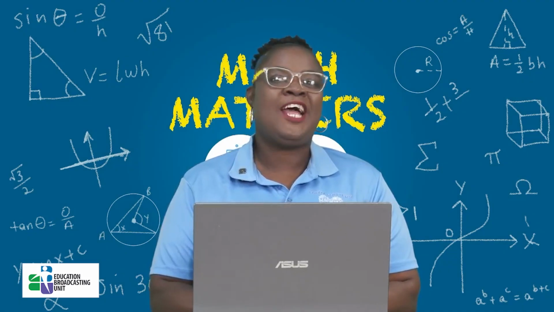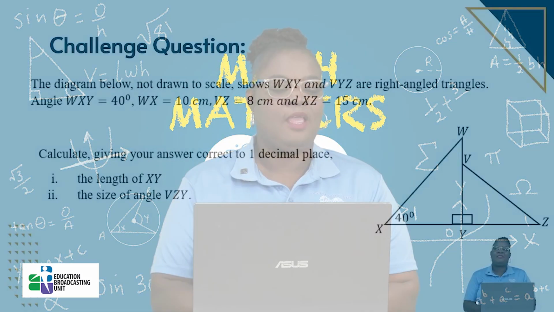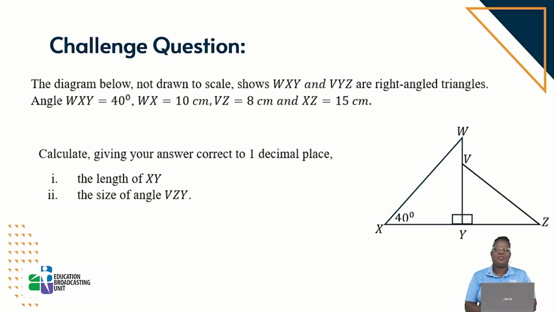Welcome back. Our challenge question for this week reads: the diagram below, not drawn to scale, shows WXY and VYZ are right-angled triangles. Angle WXY equals 40 degrees, WX equals 10 centimeters, VZ is 8 centimeters, and XZ is 15 centimeters. Calculate, giving your answer correct to one decimal place, 1, the length of XY, and 2, the size of angle VZY.